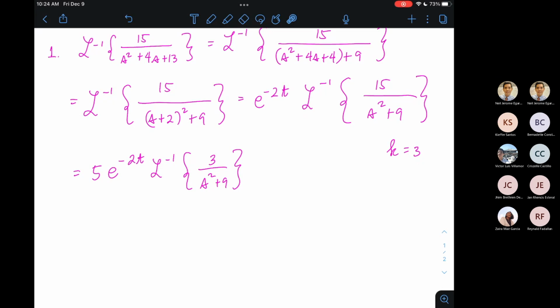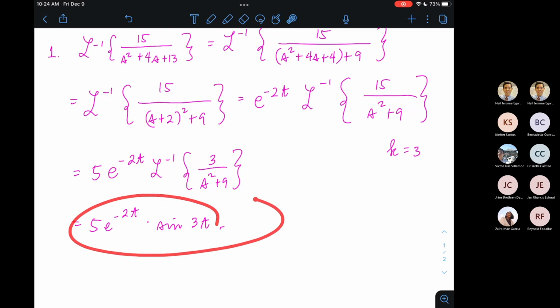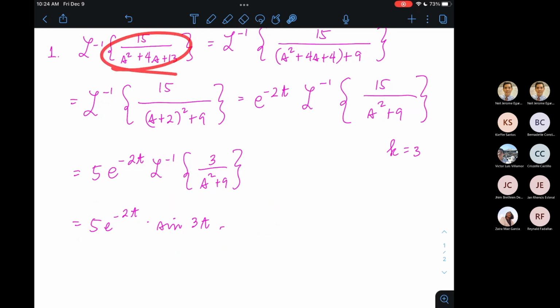Following your table of Laplace transforms, we need to Laplace transform sine 3t to get this guy, all right? So that means the inverse Laplace transform of 3 over s squared plus 9 is sine 3t. And we're done. That's the inverse Laplace transform. Okay. You can check, Laplace transform ito, makukuha mo ito.